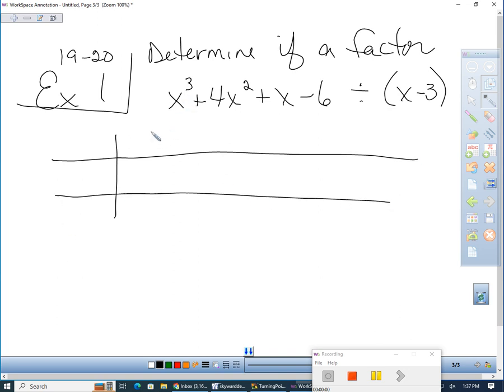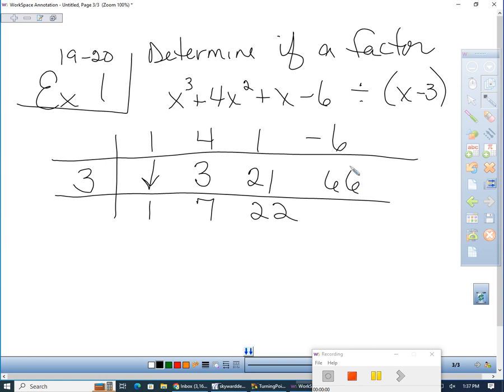On the top, my coefficients are 1, 4, 1, negative 6. My 0 is 3 that goes to the outside. I bring down my 1. I multiply. 3 times 1 is 3. I add them together. We get 7. Now I multiply. 3 times 7 is 21. I add them together, I get 22. 3 times 22 is 66. I add them together, I get 60. If this is my remainder, is this a factor? No. So we say no.